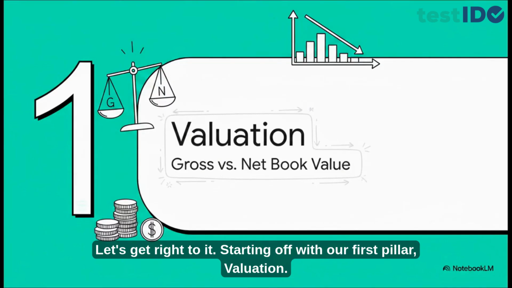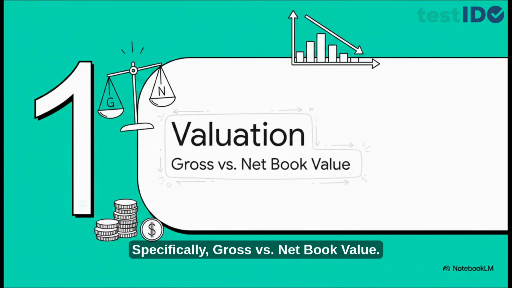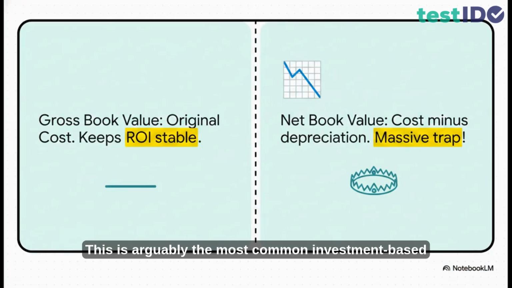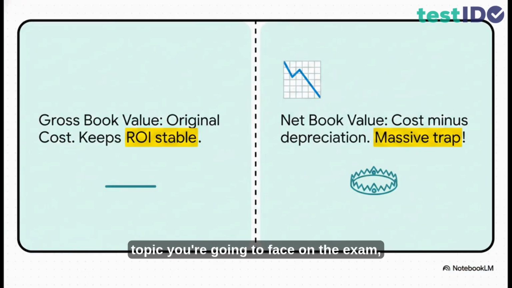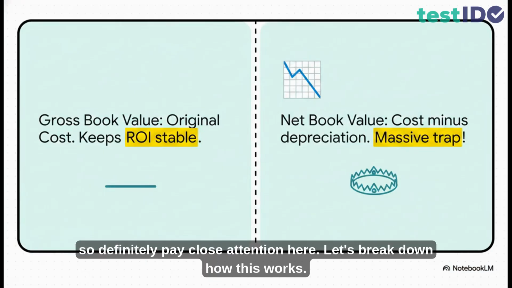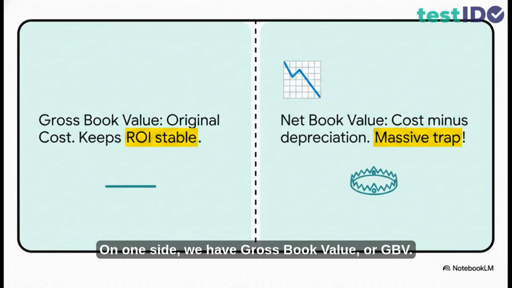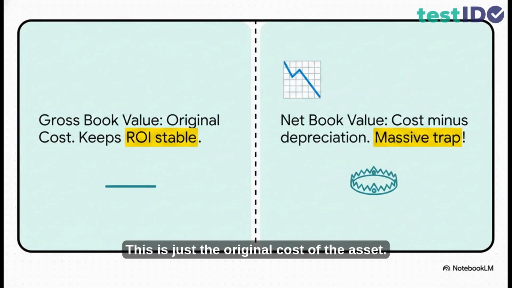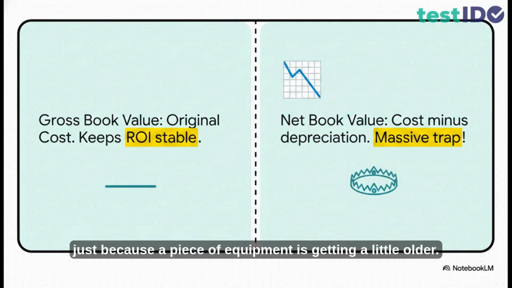Starting off with our first pillar, valuation, specifically gross versus net book value. This is arguably the most common investment-based topic you're going to face on the exam, so definitely pay close attention here. Let's break down how this works. On one side, we have gross book value, or GBV. This is just the original cost of the asset. The really big pro of using gross book value is that it doesn't change over time. It keeps a manager's ROI perfectly stable, meaning it's not going to wildly fluctuate just because a piece of equipment is getting a little older.